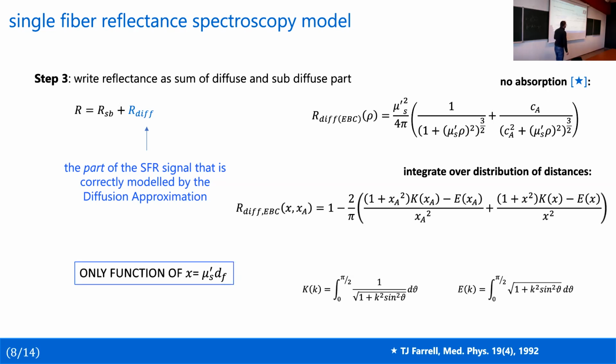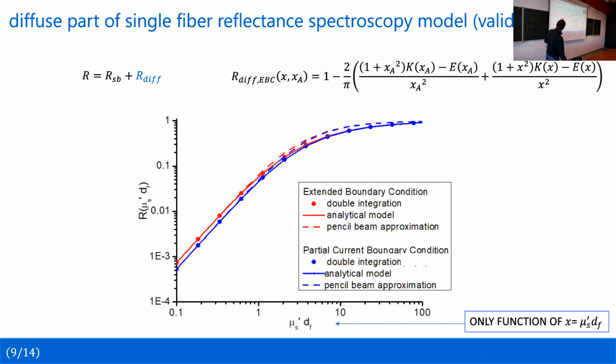A good thing that is convenient is that it is a function only of this x, only the product of mu_s' and the optical fiber diameter. So that means that if you have a solution for x, you have a solution for a whole range of optical properties and a whole range of fiber diameters, as long as the product of the two is the same. So you can easily predict what will happen if you increase or decrease the fiber diameter, for example.